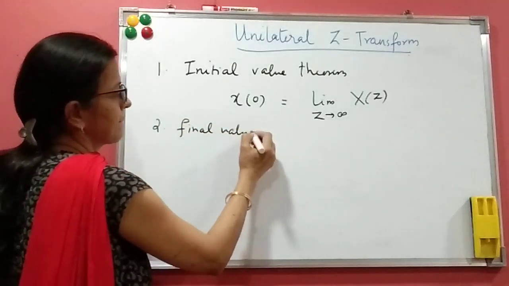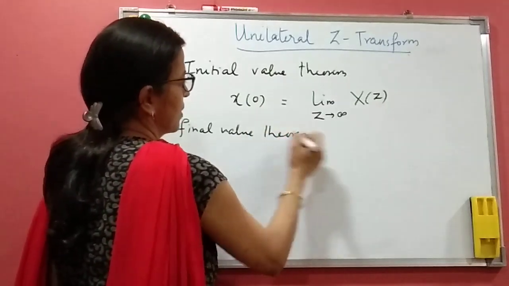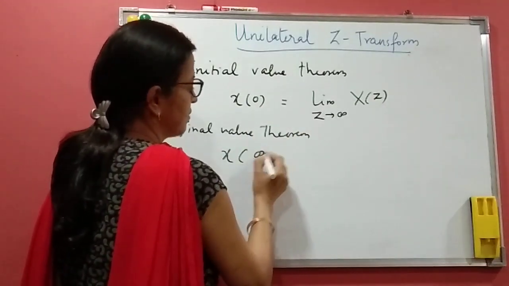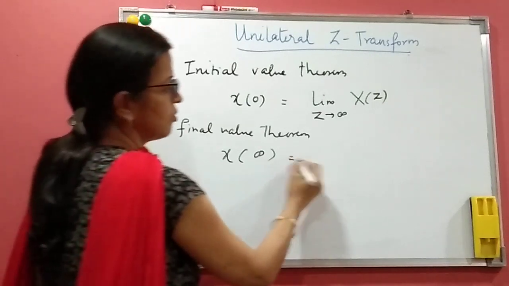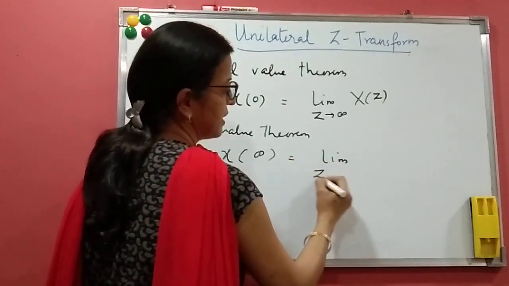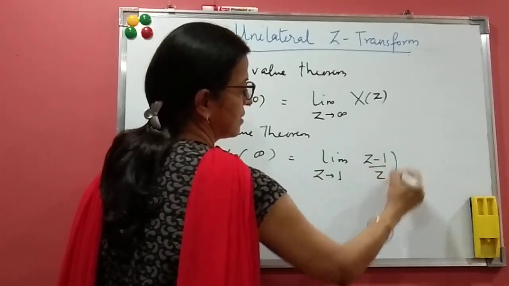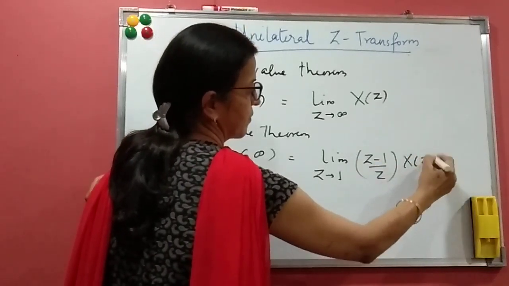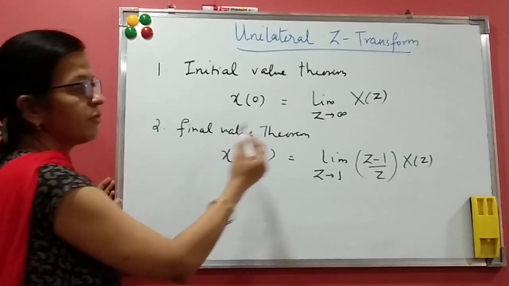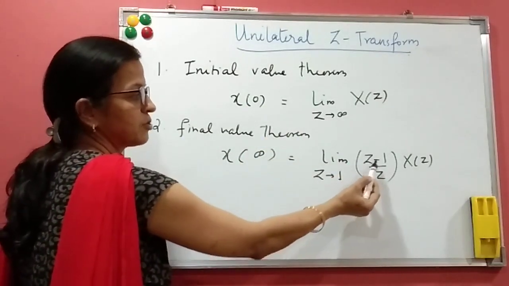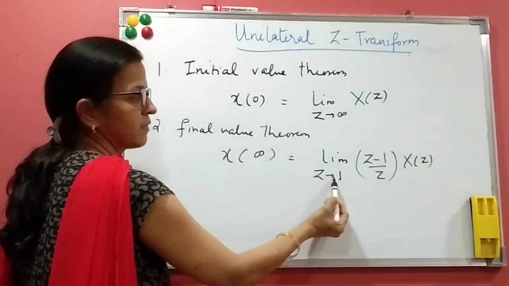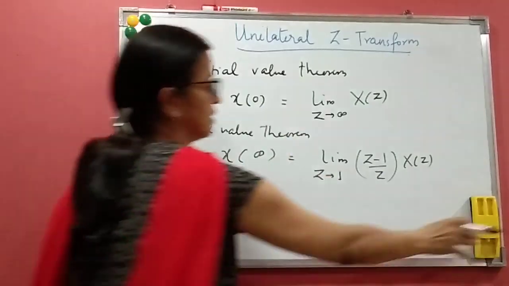The final value theorem states that x of infinity, that is the final value you are finding, equals limit z tends to 1 of z minus 1 upon z times x of z. The final value you are finding again from x of z by multiplying by z minus 1 upon z and putting z as 1. We will prove these two theorems.